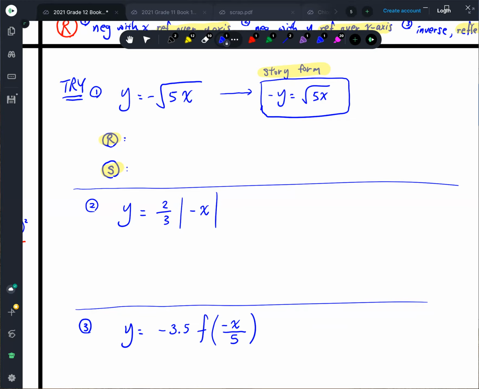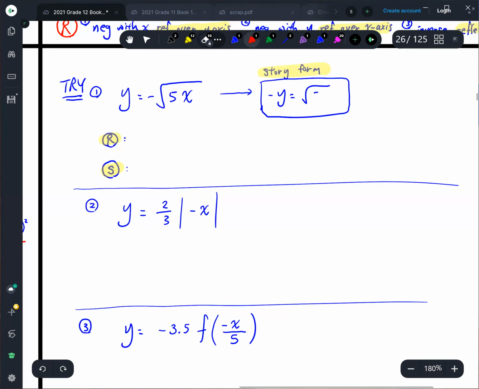So what else still needs to be done? Do you have a number beside the x? Oh, x over 1/5. That's right, okay? If there's a number beside the variable, you need to move it under. So the final standard form should be x over 1/5.